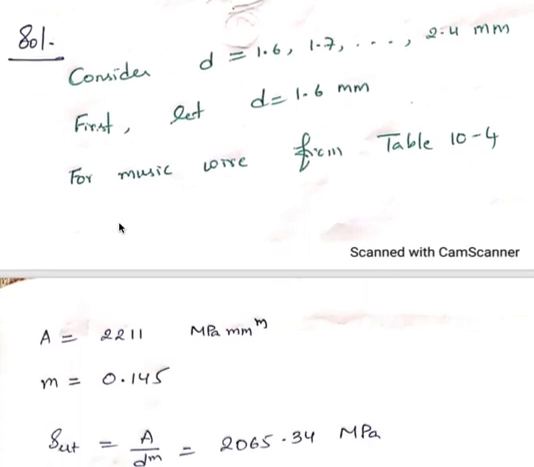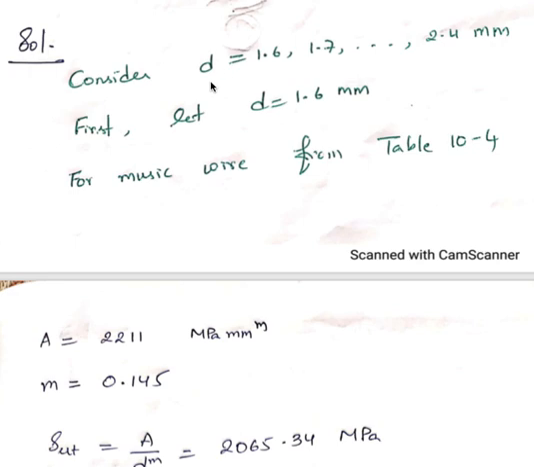Now the first thing that we need to come up with is going to be the wire diameter. The wire diameter, a priori we don't know what it is, so we'll have to start with something. So for example, let's say we write a program where this can be incremented in a certain manner. So let's say we are going from 1.6 mm to 2.4 mm in increments of 0.1. So let's say initially we start with 1.6 mm.